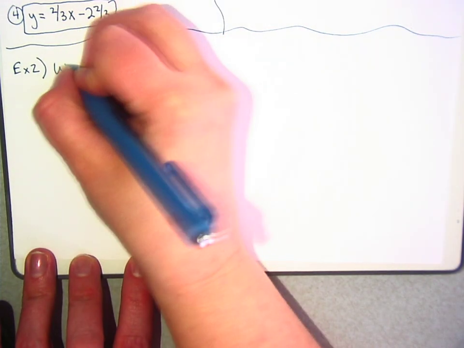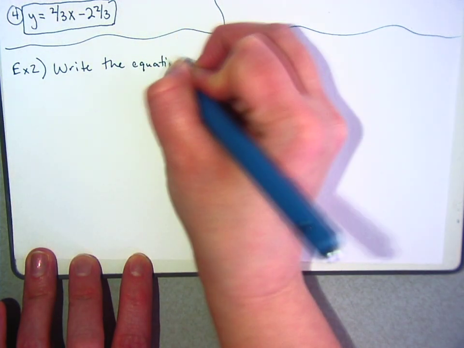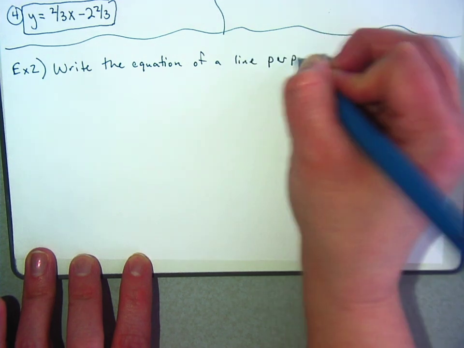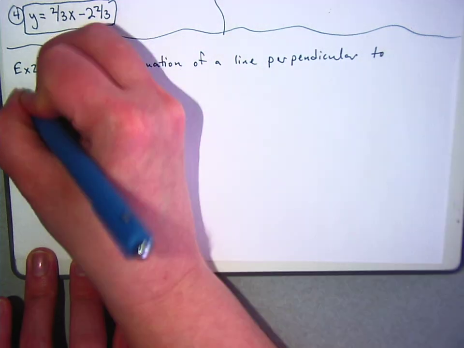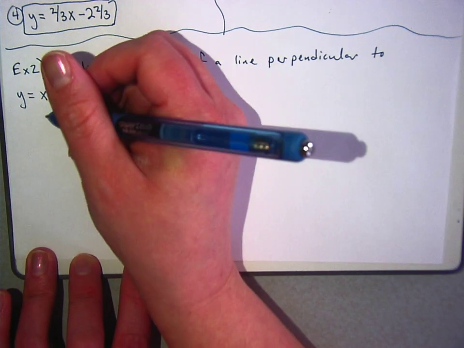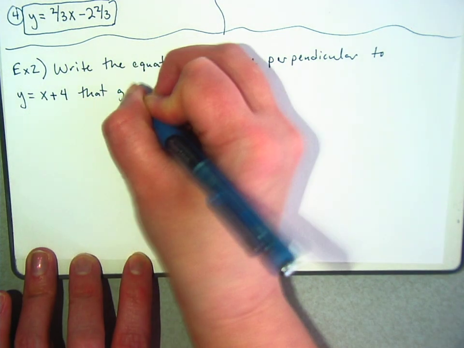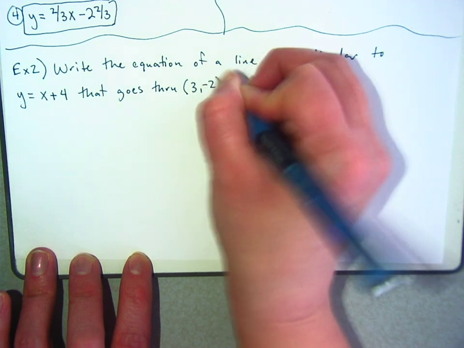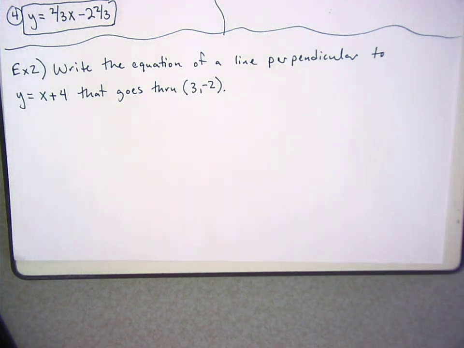All right, write the equation of a line perpendicular to y equals x plus 4 that goes through 3, negative 2. Before you start working on this, let you finish writing first.